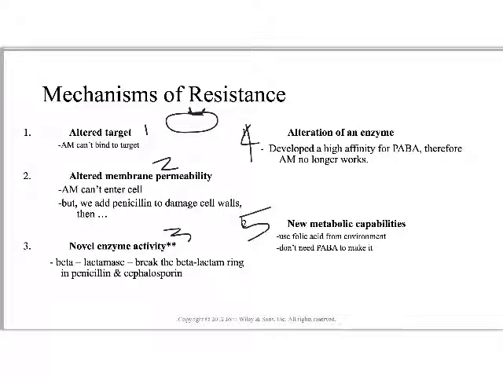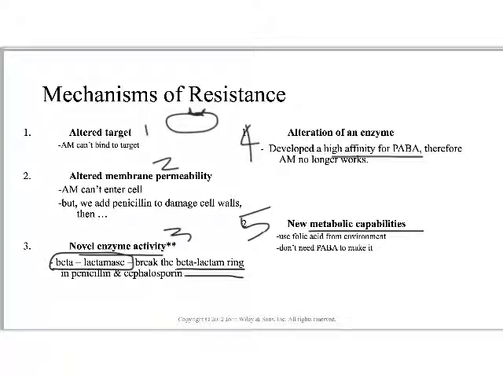With that, we could add something like penicillin to it, and then we could damage the cell wall and break it down. Sometimes they develop new enzymes. With penicillin and cephalosporin, the active part of the antibiotic is the beta-lactam ring. Bacteria have developed an enzyme called beta-lactamase, which breaks down this beta-lactam ring, and it makes penicillin not work anymore. They could also alter an enzyme. What they do is become better at binding something like PABA, which gets rid of the competitive inhibition, or they develop totally new metabolic capabilities.